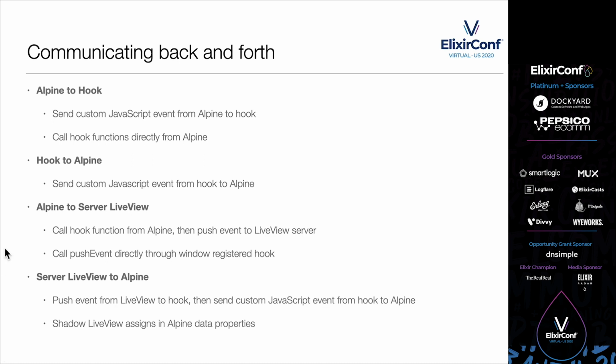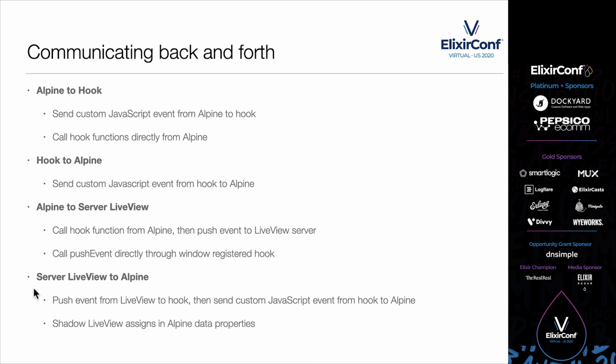From Alpine to our hooks, we can send custom JavaScript events, or we can call hook functions directly. From our hooks to Alpine, we can send custom JavaScript events. From Alpine to our server LiveViews, we can call a hook function from Alpine, and then from the hook function, push the event to the LiveView server. Or we can call pushEvent directly through a hook that is registered on window.